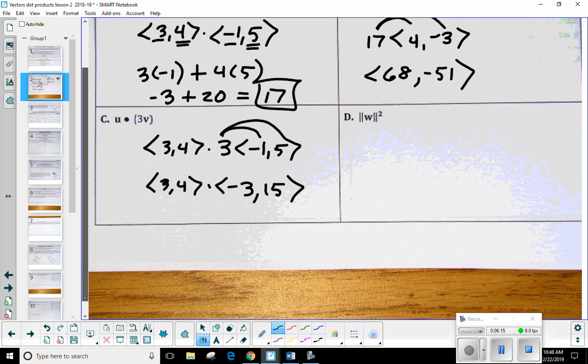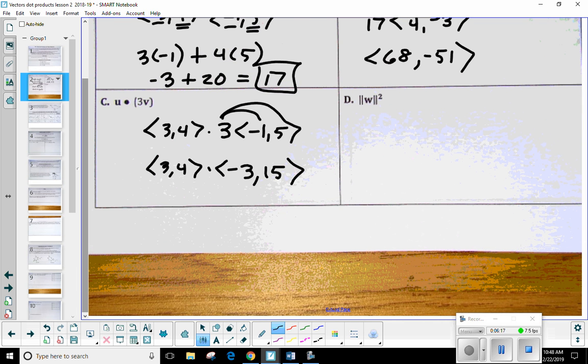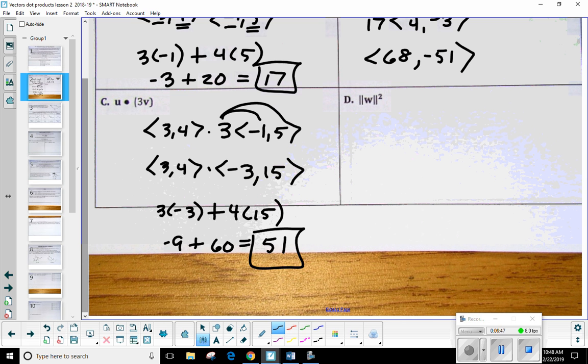Okay. And how do I multiply vectors again? I keep forgetting. Okay, so 3 times negative 3. Okay, 4 times 15. We multiply the horizontal components, we multiply the vertical components, and then we take the sum of those products. So let's see, that's a negative 9 plus what? 60. So this is 51. There we go.